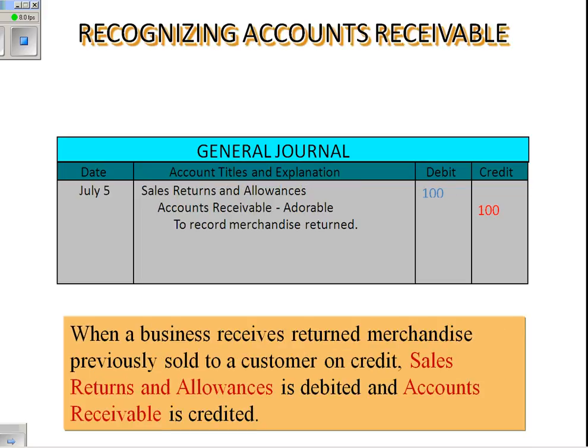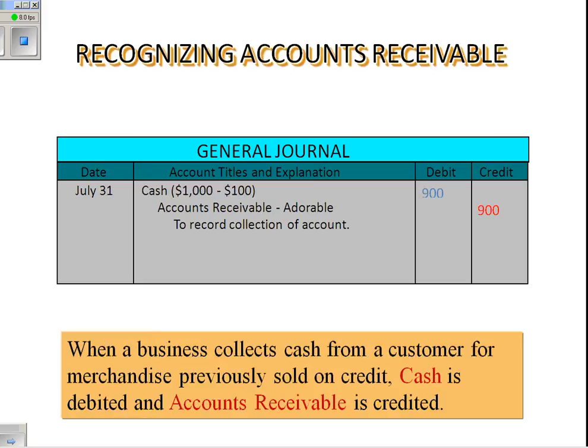When a business receives returned merchandise previously sold to a customer on credit, sales returns and allowances is debited and accounts receivable is credited. When a business collects cash from a customer for merchandise previously sold on credit, cash is debited and accounts receivable is credited. This, of course, is review for all of you.